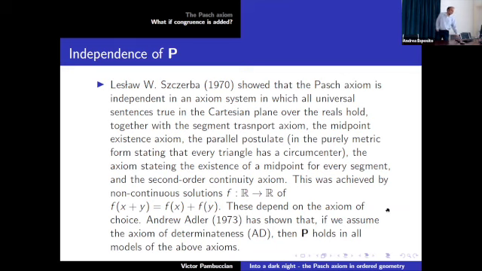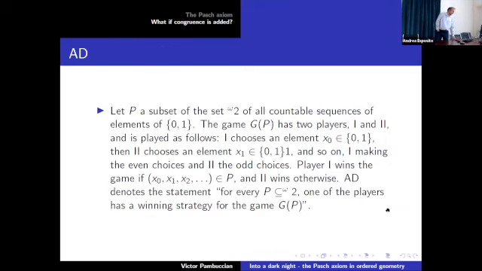What is the axiom of determinateness? Perhaps that's not as simple. Suppose you have a subset P of 2 to the omega. What is that? That's the set of functions from omega, which is the natural numbers, to 2, which is the set consisting of just 0 and 1. So you can imagine these as sequences of zeros and ones.